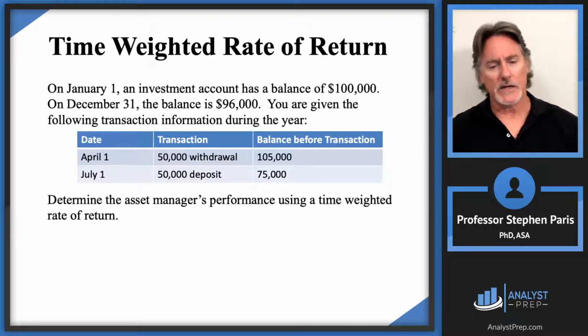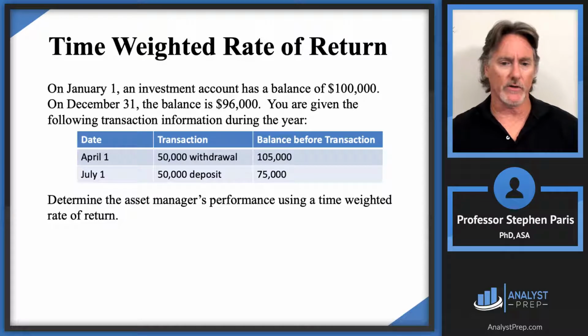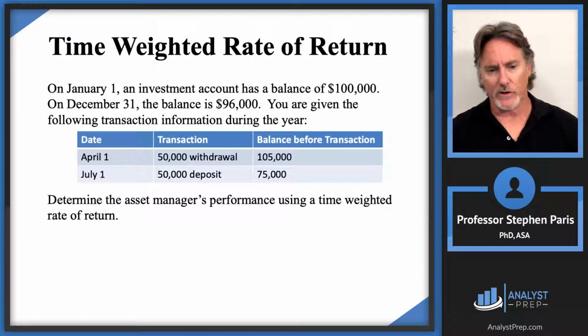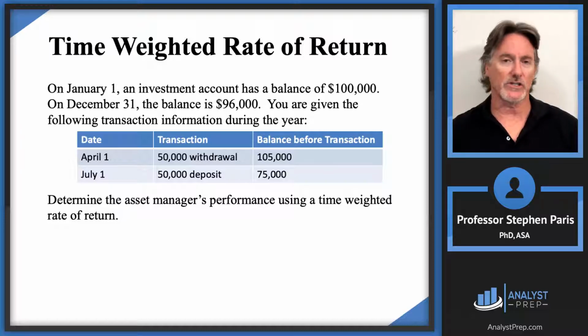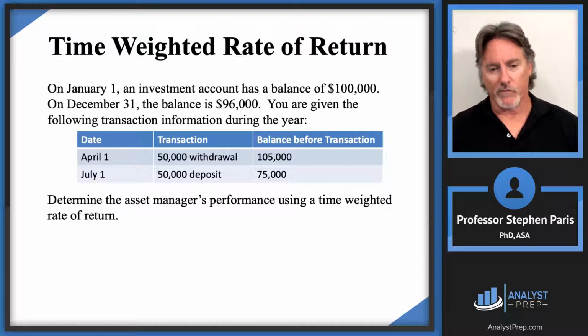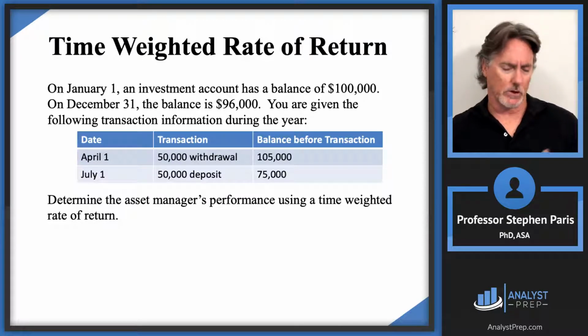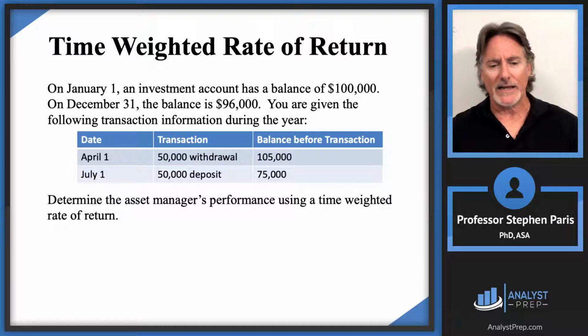This is going to be very similar to the example where we did the dollar-weighted rate of return. All of the numbers are exactly the same. I just need a little bit more information. So on January 1st, I have an investment account balance of $100,000. On December 31st, the balance is $96,000. On April 1st, I have a $50,000 withdrawal. On July 1st, I have a $50,000 deposit. That's all the same information that I had in the dollar-weighted rate of return example or lesson. But now I need extra information here.